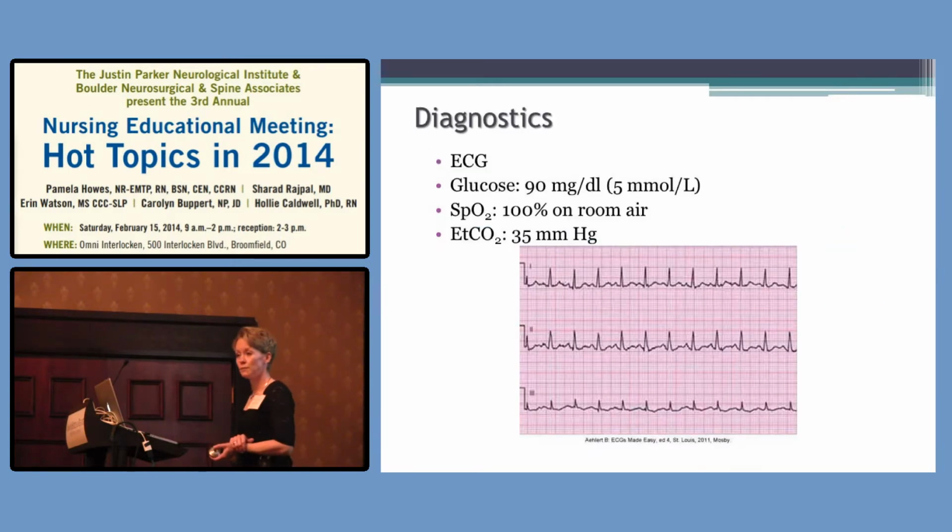Good. We get an EKG because we're supposed to. That looks pretty good, right? We know that she's not having an MI. Her glucose is good. Her end-tidal CO2, most of us don't do that as a baseline anything, so. But that is normal. 35 to 45 is normal.